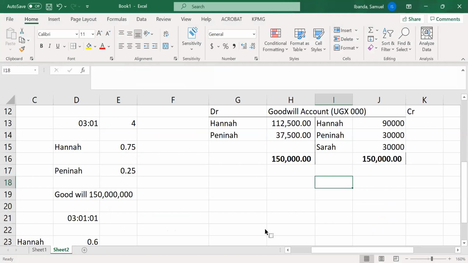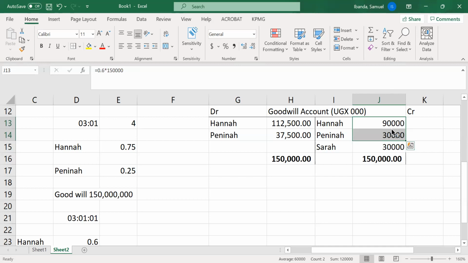I don't know if you get to realize that, because what is on the debit side is actually on the credit side. So the revalue, we actually have three methods. We have one method that is called the revaluation method. Then we have the memorandum revaluation method. Then we have what we call the premium method of treatment of goodwill.